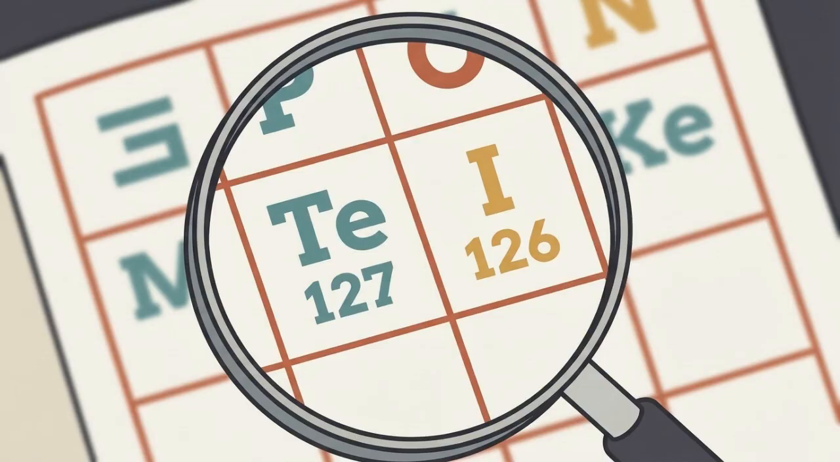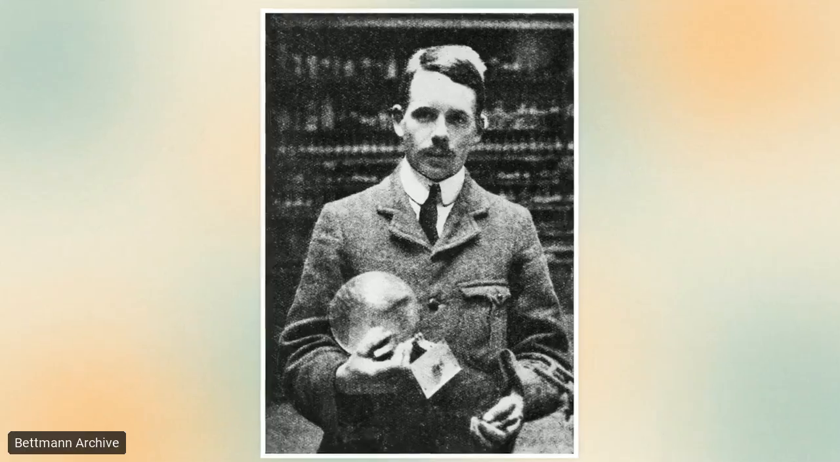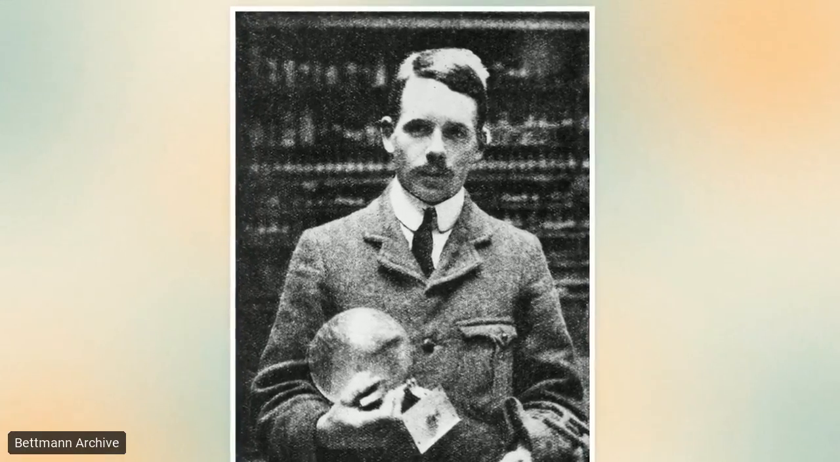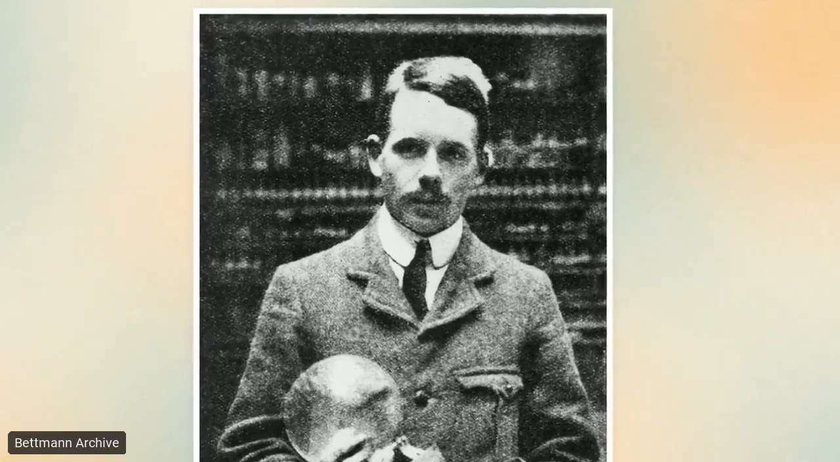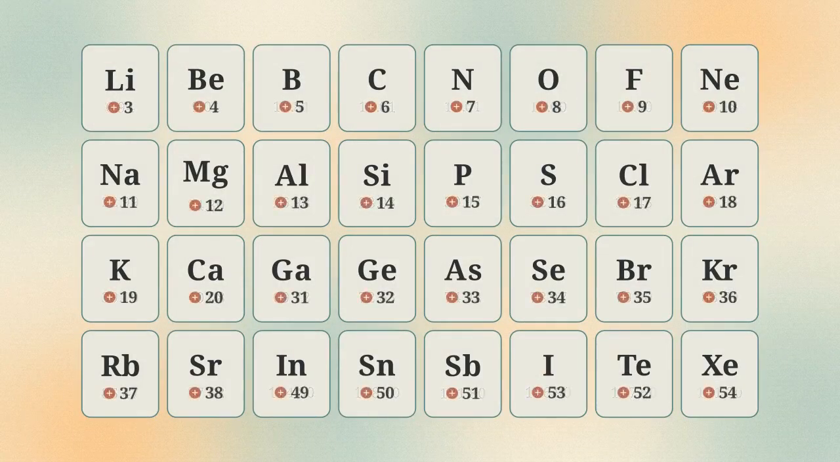Mendeleev's table wasn't quite finished. Because he relied on atomic weight, there were a few spots where he had to manually swap elements to keep them in the correct behavioral columns, even though the weights didn't perfectly align. 50 years later, physicist Henry Moseley identified the missing link. He discovered the true organizing principle isn't weight, but atomic number, the count of protons.